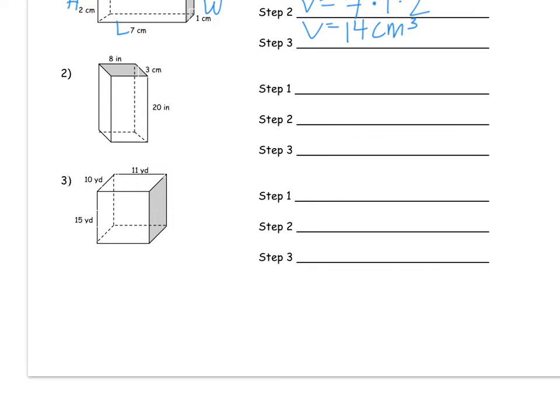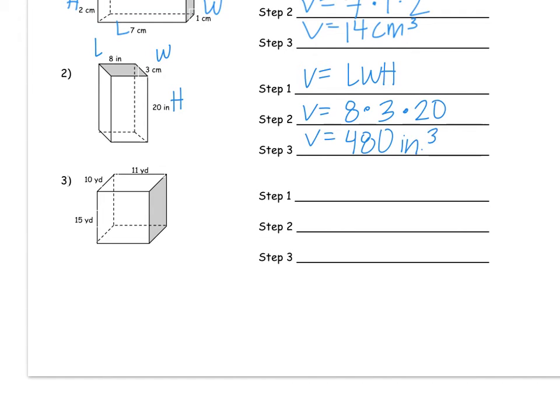Okay, example number 2. So I'll call 20 the height this time. We'll call 8 the length and 3 the width. Again, it will not matter if you called them different dimensions. So if you called 20 length and let's say 8 the height or whatever, that would be fine because you can move those terms around. Okay, so 8 times 3 times 20. Okay, so 8 times 3 is 24. 24 times 20 gives you 480 inches cubed.